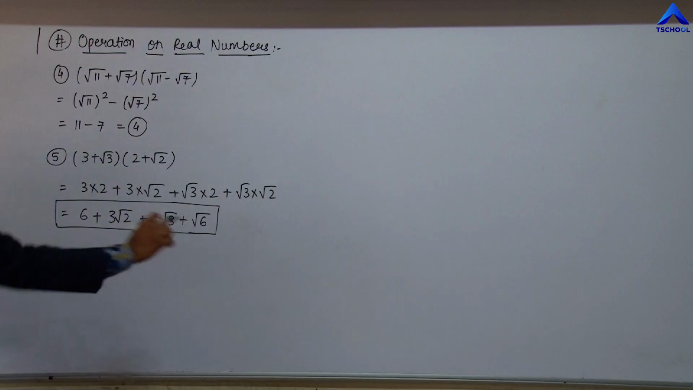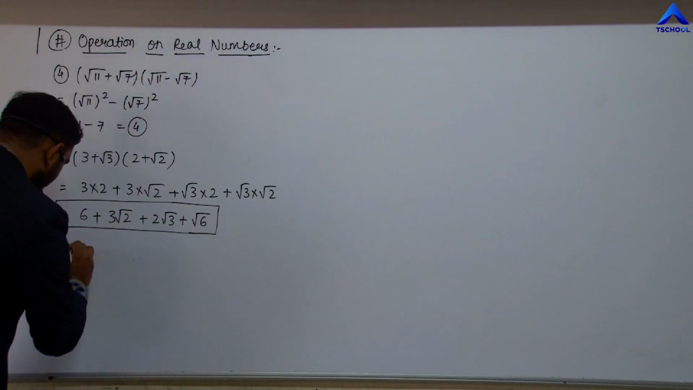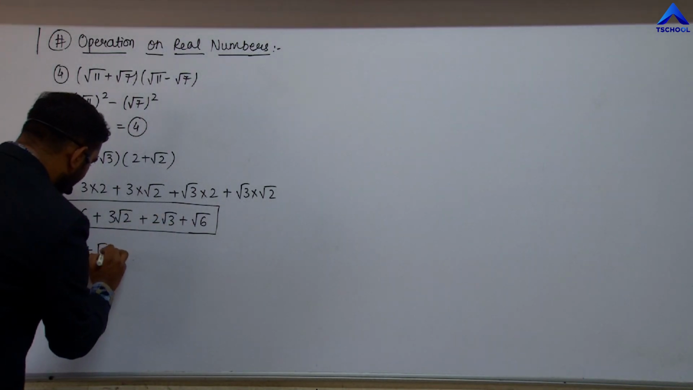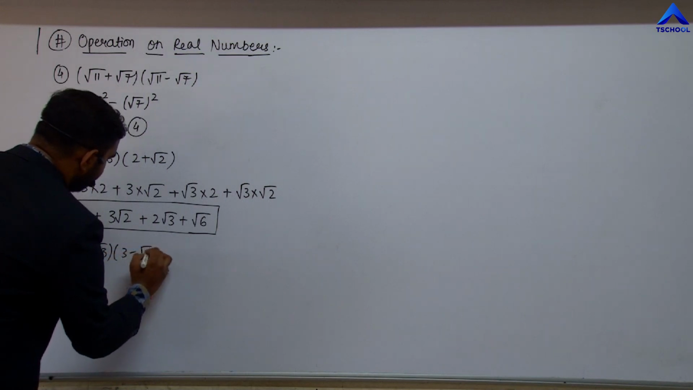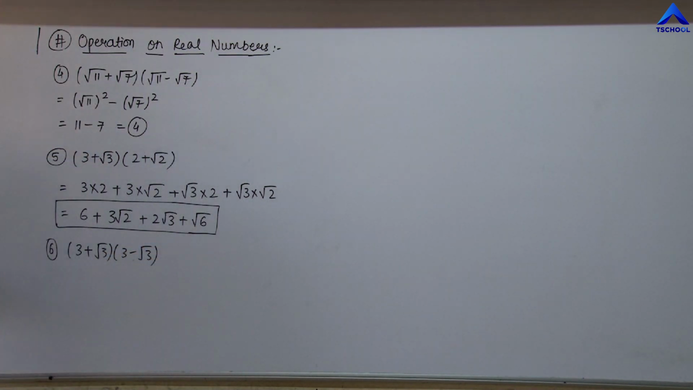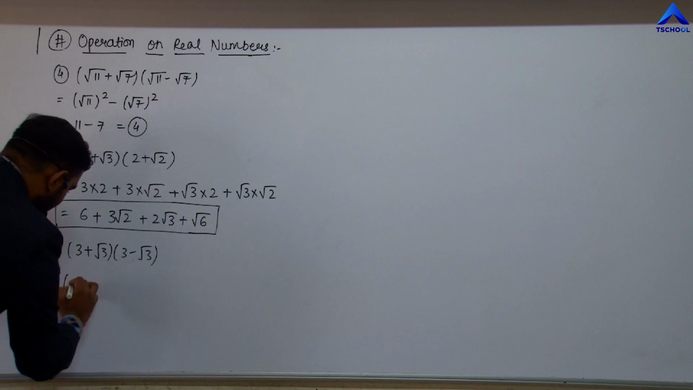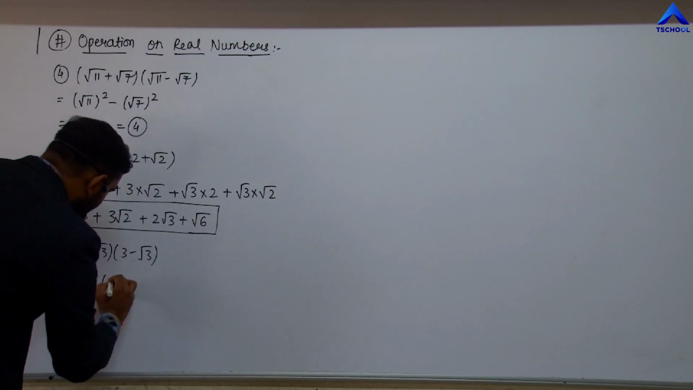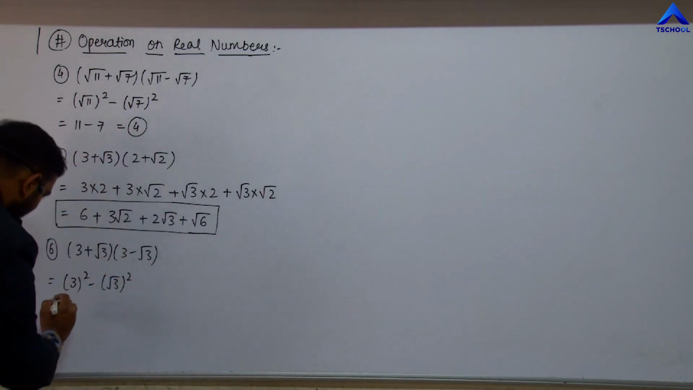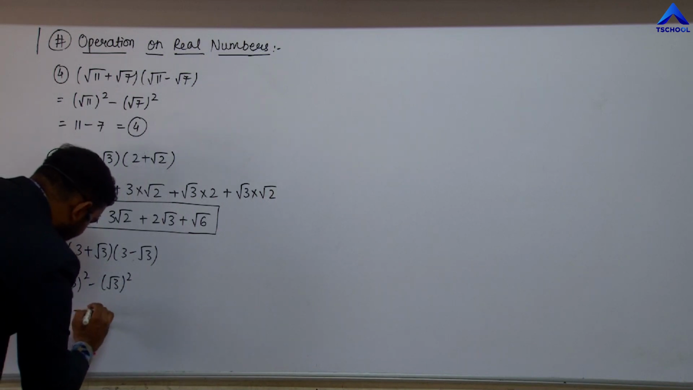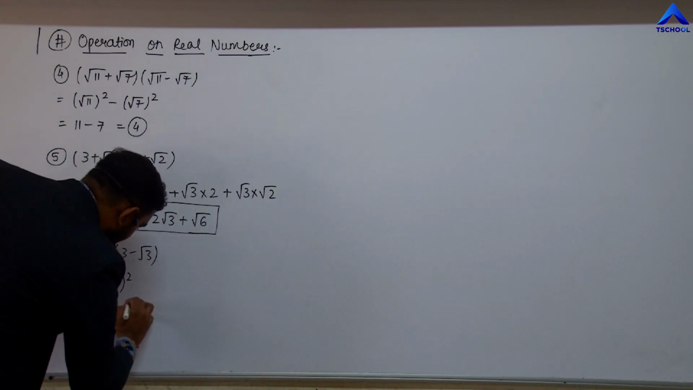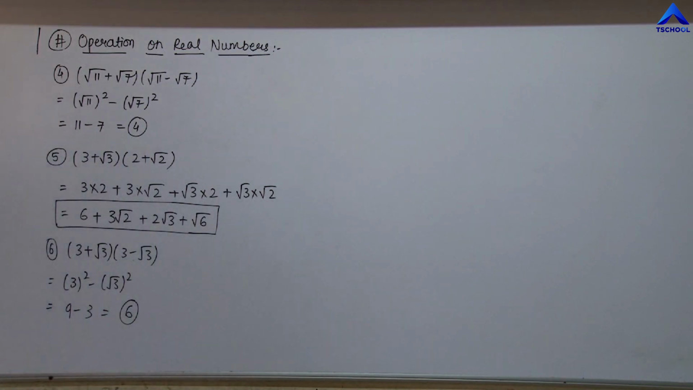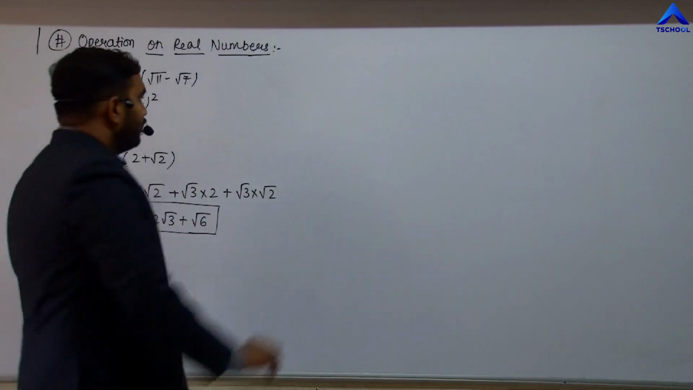Now again I'm having one more, 3 plus root 3 into 3 minus root 3, right? 3 plus root 3 into 3 minus root 3. Now you must get the direct answer here. So that is equals to 3 square minus root 3 whole square. What is 3 square? 9 minus root 3 whole square is 3, and hence the answer is 6. Is it clear, friends? That was the fifth result that we have written over there.